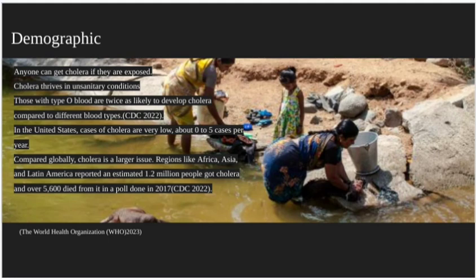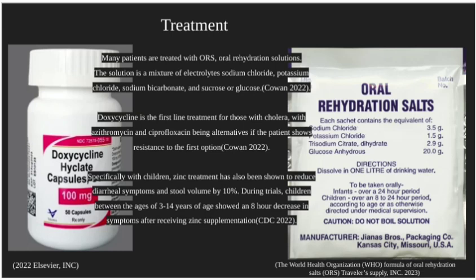Regions like Africa, Asia, and Latin America report an estimated 1.2 million people get cholera, and over 5,600 die from it in a poll done in 2017. Every year, worldwide, it is estimated that 1.3 to 4 million people get cholera, and 2,100 to 143,000 of those cases are fatal. The World Health Organization believes these numbers to be higher due to undocumented cases.